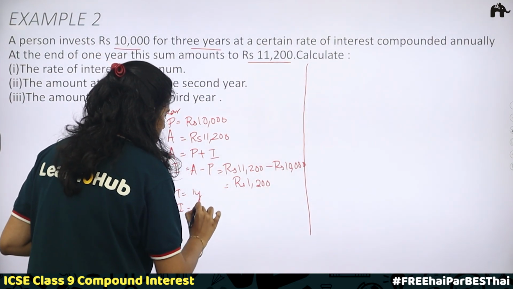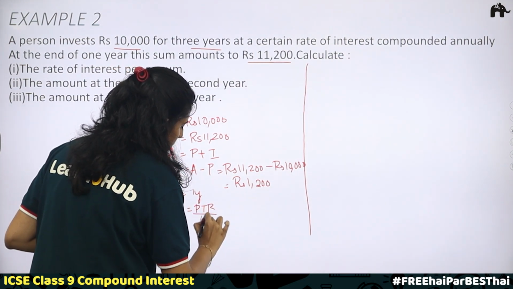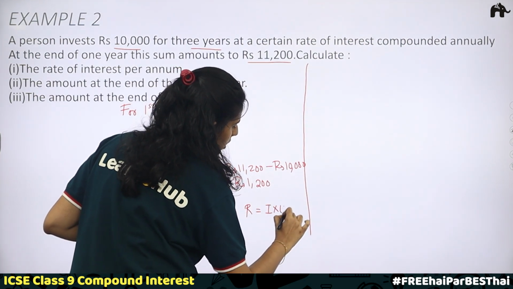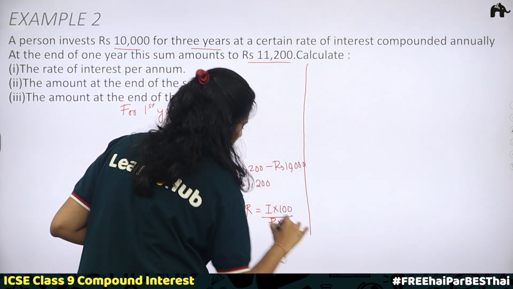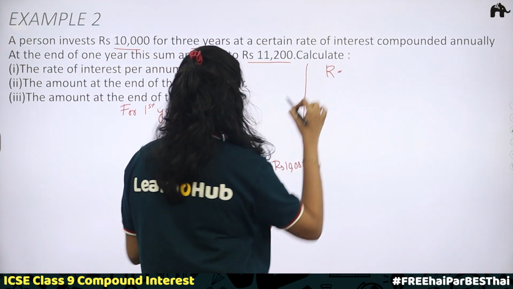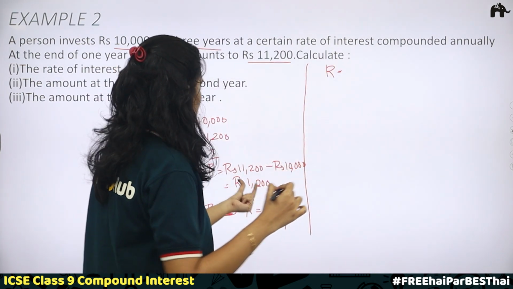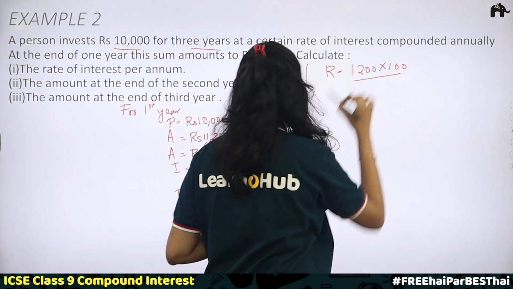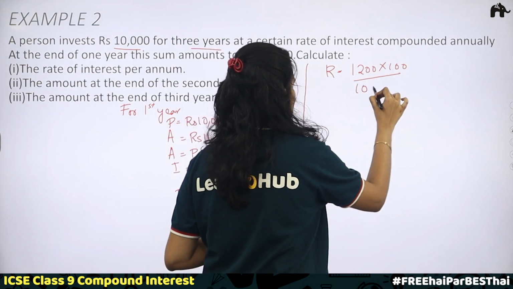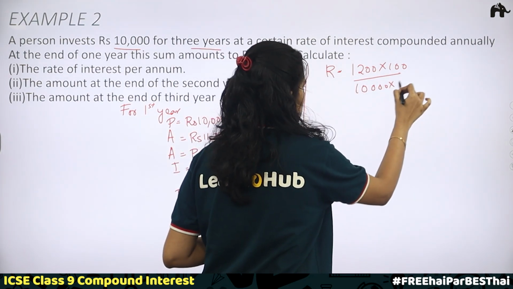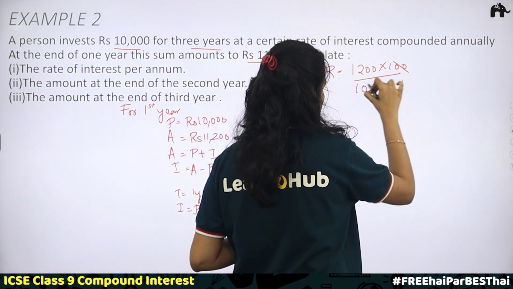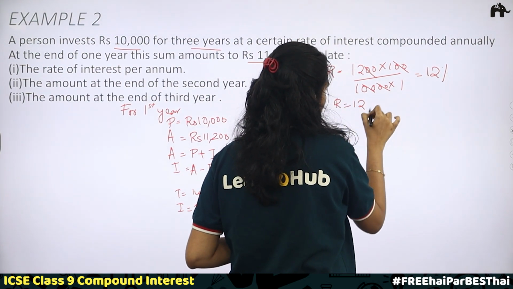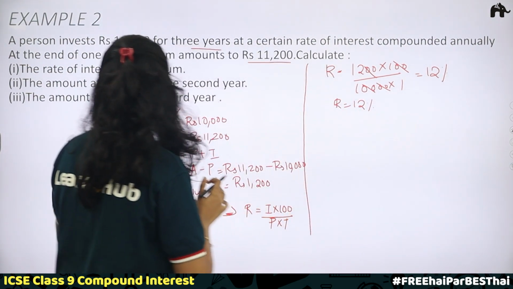We have interest is equal to PTR divided by 100, which implies rate of interest R is equal to interest into 100 divided by principal into time. Okay, rate of interest is equal to interest. Interest we have calculated, which is 1,200 into 100 divided by principal. Principal is 10,000 and time is equal to 1. Cancelling zeros, you will be getting 12%. So the rate of interest R is equal to 12%. The first part of the question is solved.